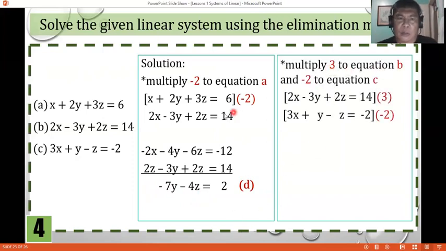Multiply 3 to equation B. Ito yung B. Multiply natin ng 3. Okay? So, magiging 6, negative 9, 6, 42. Tapos, multiply naman natin ng negative 2 yung equation C. Bakit? Kasi Y and Z dito, di ba? Para ma-eliminate uli yung X. Magiging 6 ito, magiging 16 ito. Para maging Y and Z na rin yung mapoproduce dito sa equation na to.